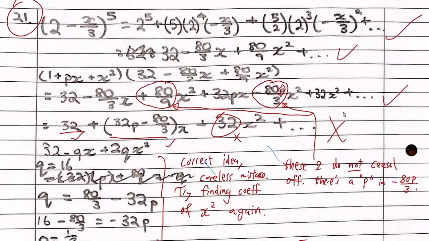Oh, here. These two do not cancel off. You see 80 over 9 and minus 80p over 3. They don't cancel off. And there's a 32x squared. These 3 terms must combine together. You only wrote down a single 32, so it's not correct. Can I leave that to you to do the correction? For question 21. You only wrote down a single 32. You just forgot to include the other 2. Try the correction, then send it to me. I'll mark it again.